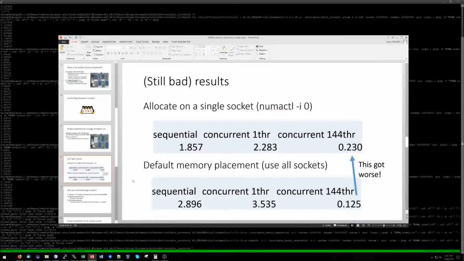Okay. So how does that affect our results? I showed you a small improvement there, but here I have actually averages of many runs, so you have a little bit more statistical rigor. So these results are still bad. I'll explain why. At the top, we have allocating on a single socket using NUMA-CTL -i0. And below, we have the default memory placement, which was really to use all sockets. So the sequential algorithms improved from 2.9 seconds to 1.85, the concurrent single-threaded from 3.5 to 2.3. These are nice improvements. So in the single-threaded runs, we're getting really nice improvements by binding memory to a single socket. But the concurrent 144-thread execution has gotten a lot worse, almost twice as bad.